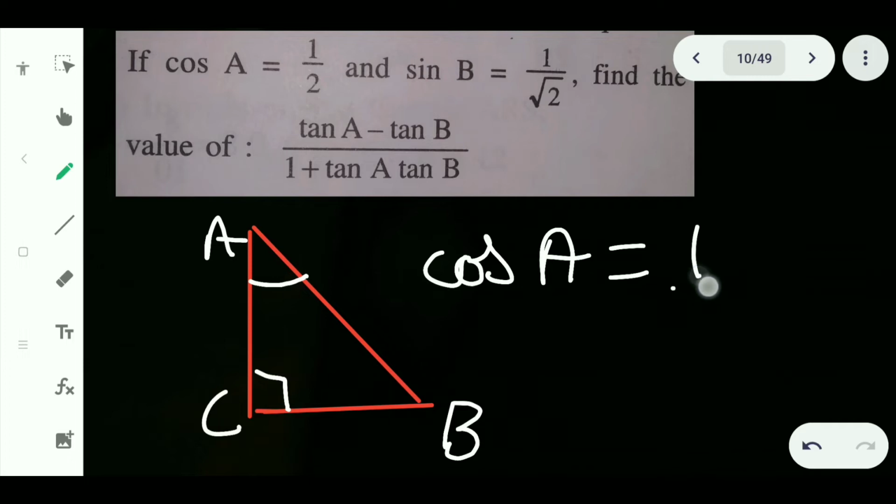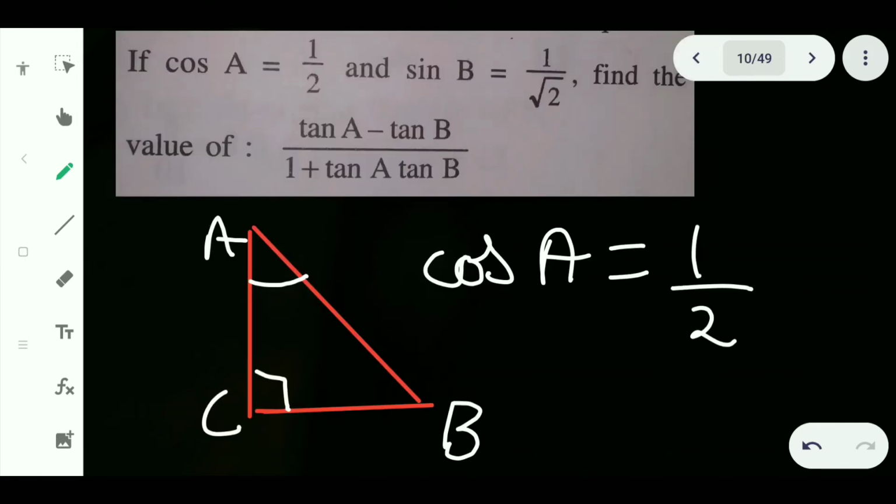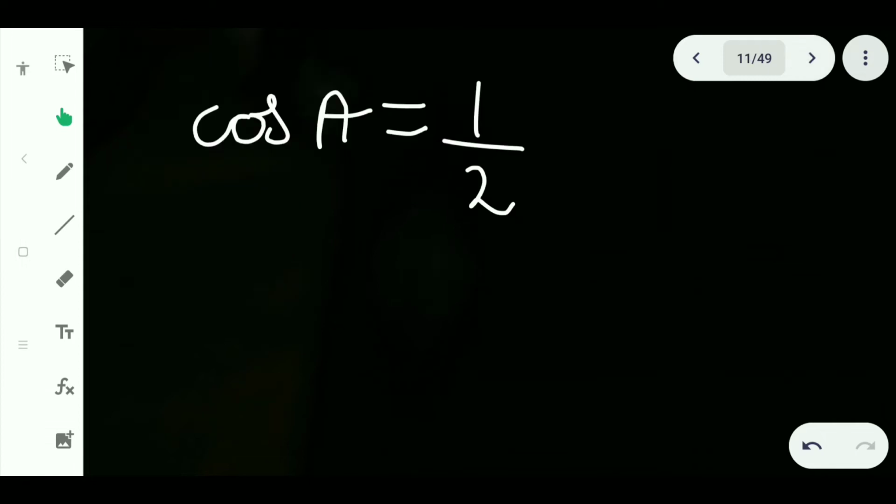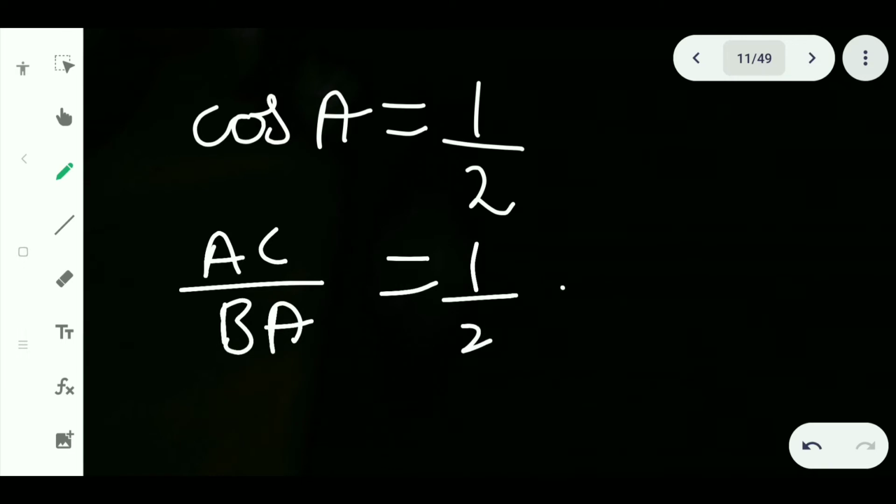Cos A is equal to 1 by 2, and sin B is equal to 1 by root 2. Find the value of tan A minus tan B divided by 1 plus tan A into tan B. So no value is given of the lengths of the triangle. Cos A is equal to 1 by 2 is given just. So what is cos actually here of A? AC by BA. AC by BA is equal to 1 by 2.